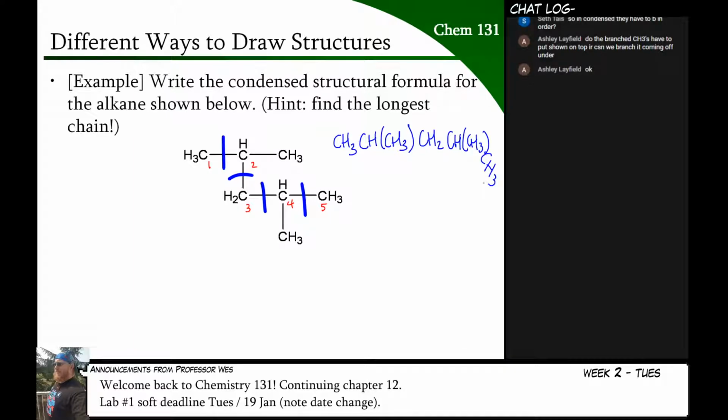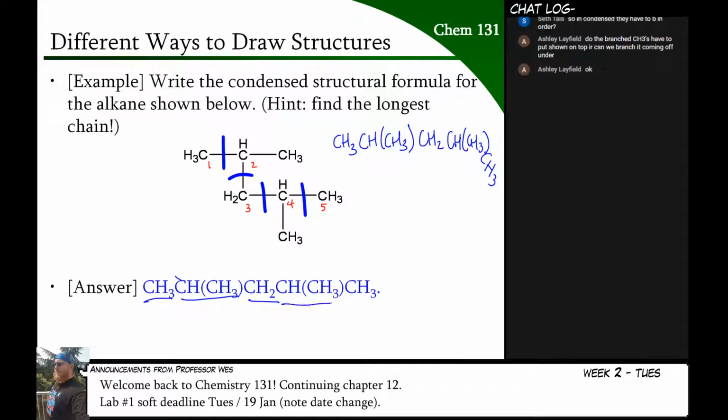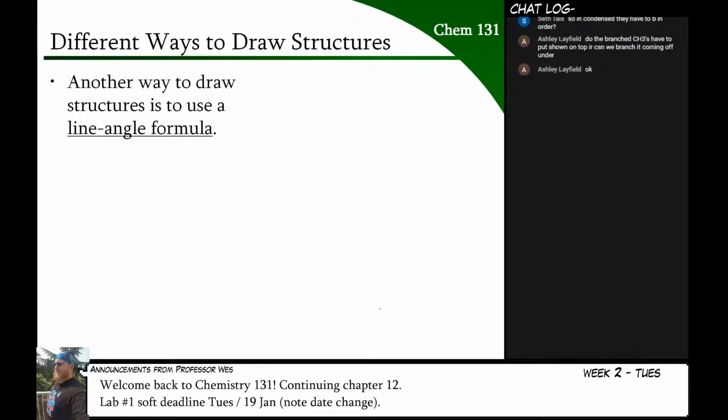And there you go. So this should match up with what we got. So we got CH3, CH3, CH2, CH3, CH3. Looks like it all checks out. So that's how you do this. I'm going to give you a few more of these examples to practice with later on.